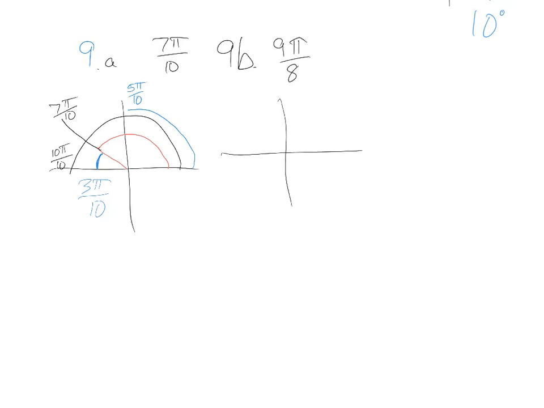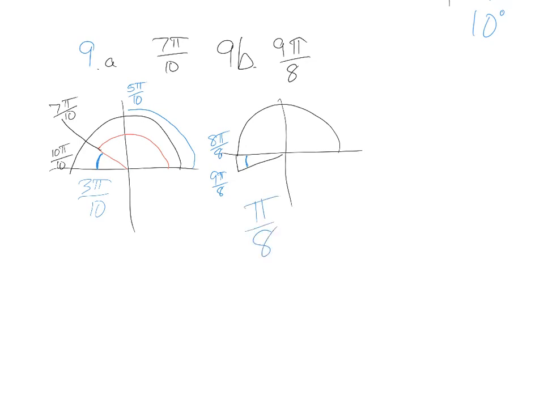So again, you need to figure out where that's at. 8 pi over 8 is at pi. So, what is this? This is 8 pi over 8. 9 pi over 8 goes to right here, so what is the reference? Pi over 8, thank you.